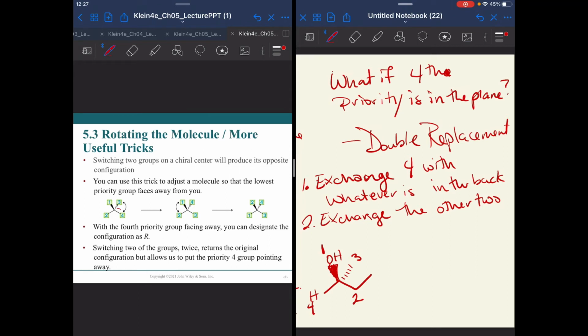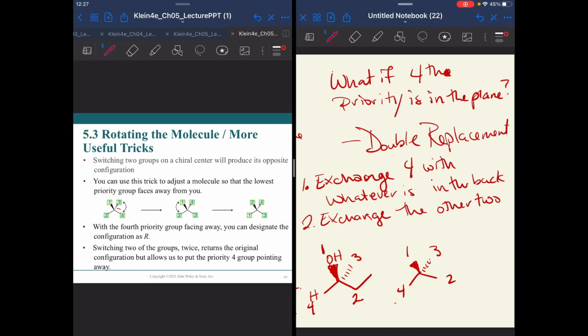What I would recommend is redraw this in the plane, the wedges and dashes exactly where they are in the example problem, and then just replace them with the numbers. It is harder to change groups, especially as these things get bigger. I would just put the numbers down.